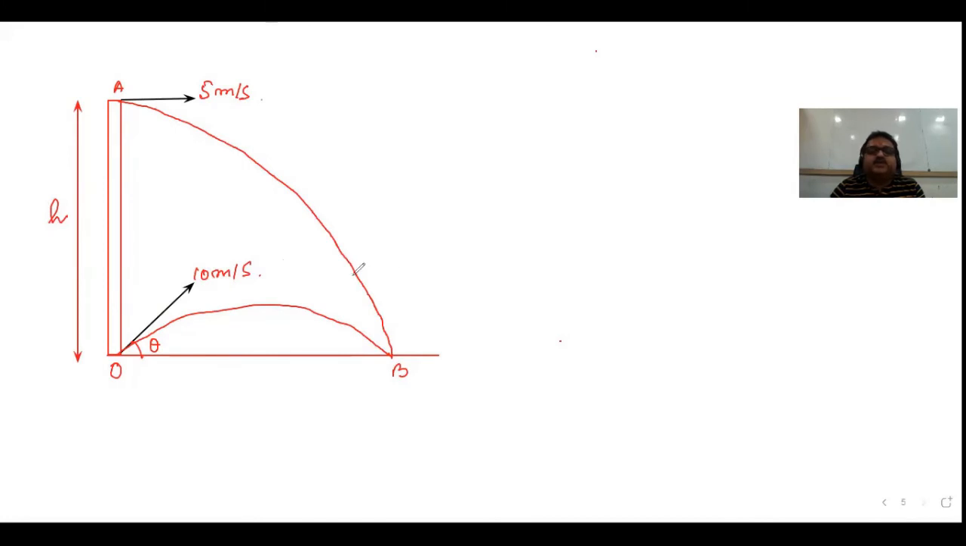Now students, look at this problem. It is given that there is a tower of height h. A projectile is projected from the bottom of the tower with a speed of 10 meters per second. Another projectile is projected horizontally from the top of the tower with a speed of 5 meters per second. This projectile makes an angle theta, and they collided with each other at the point B. Which is actually the range of both A and B. Now the question is here, number 1, calculate the value of theta, and number 2, find h.